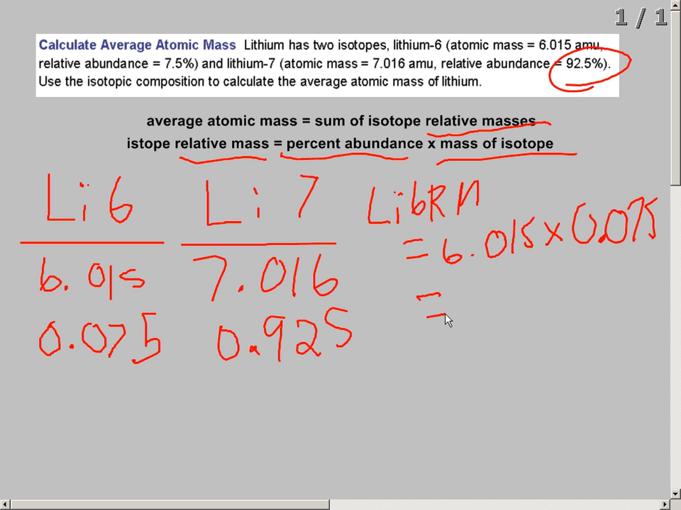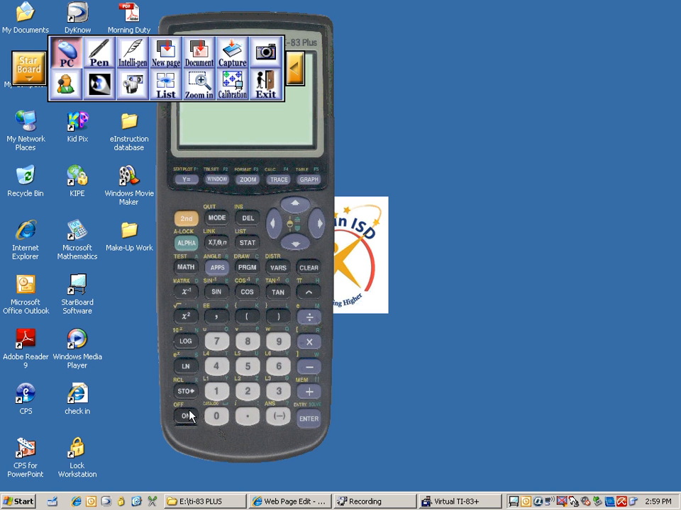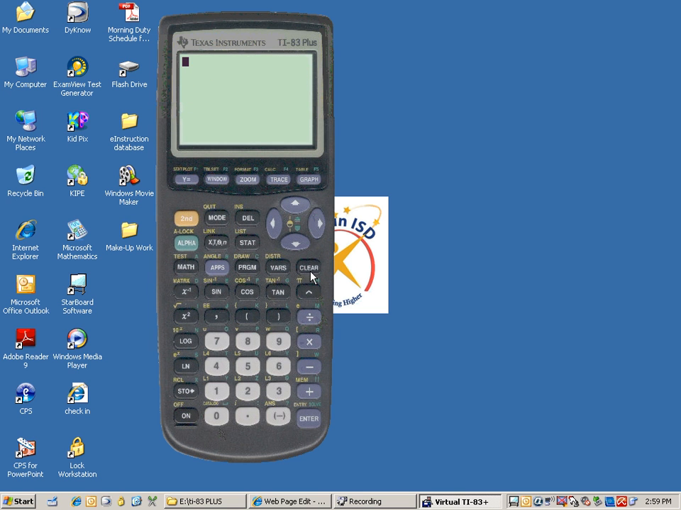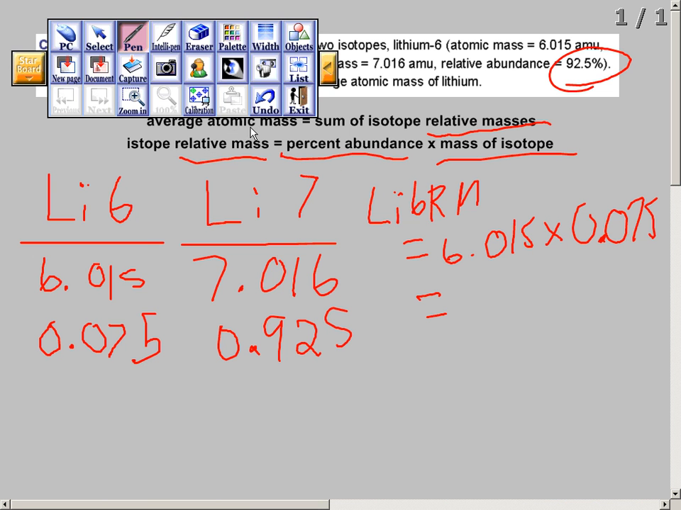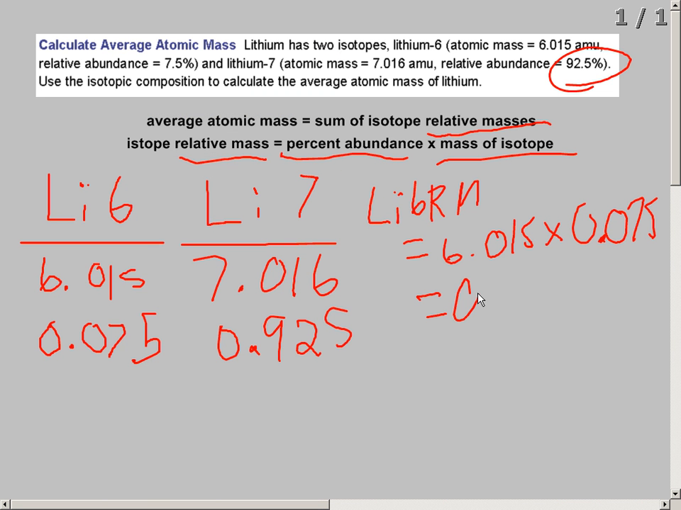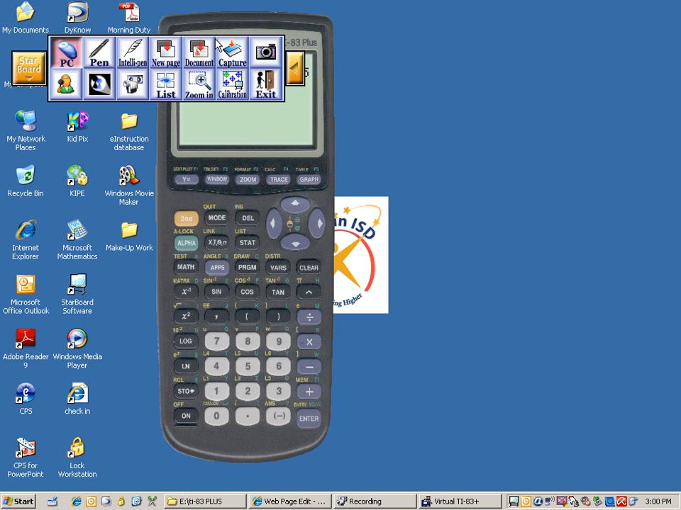0.075, which, let me plug that into the calculator, 6.015 times 0.075 is, it has a relative mass of, let's round it to three decimal places, 0.451. Sorry folks, I misspoke at first. It's 0.451.